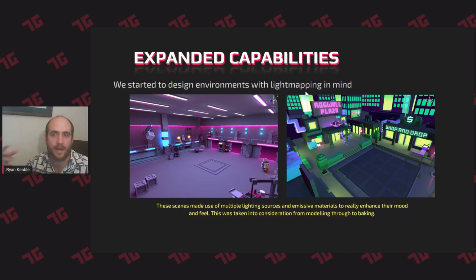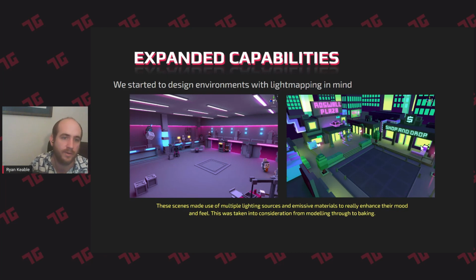And now that we had light mapping in our pipeline, we started developing future environments with light mapping in mind. So this was our hub scene on the left, and our mall scene on the right, and we started to make use of multiple lighting sources and emissive materials to really add a lot more glow and light bleeding across surfaces to really enhance their mood and feel.